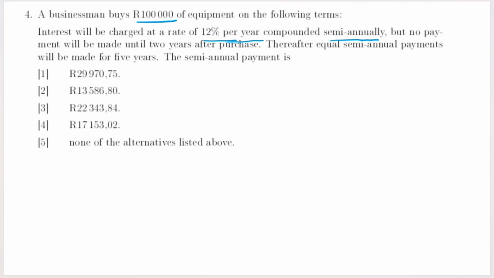Thereafter, equal semi-annual payments will be made for 5 years. Now let us get our timeline so then we can have an idea of what is happening. Because now we are talking, you can see it's a deferred annuity. You are deferring the payments. So you are starting off here.